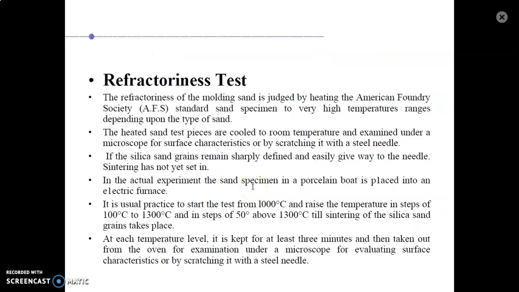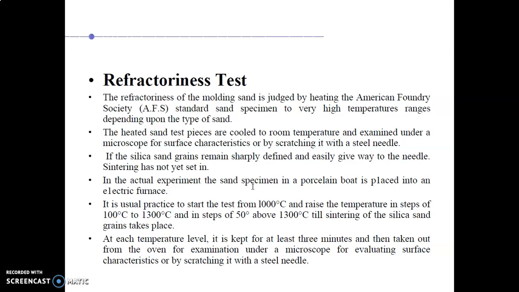Now this is a very important factor, the refractoriness test. Refractoriness of the molding sand is judged by heating an American Foundry Society standard specimen to a very high temperature range, depending upon the type of sand. The heated sand specimens are cooled to room temperature and examined under the microscope for surface characteristics by scratching them with a steel needle. If the silica sand remains sharply defined and easily gives way to the needle, sintering has not yet occurred.